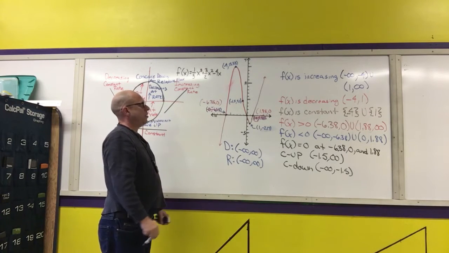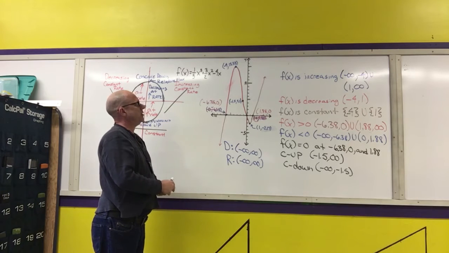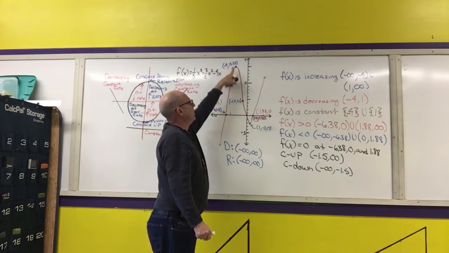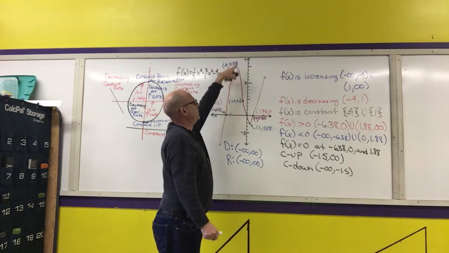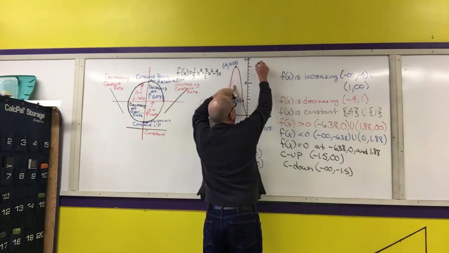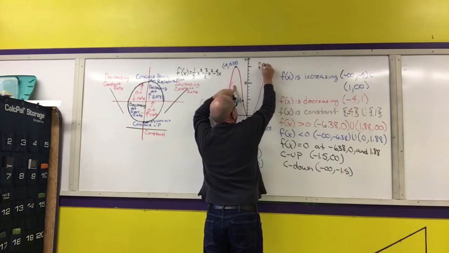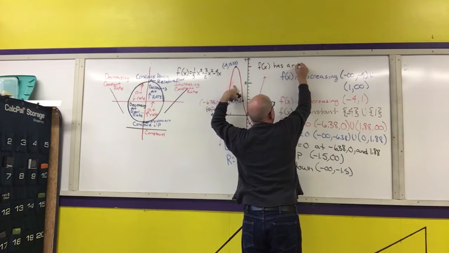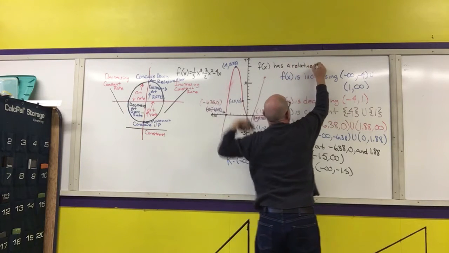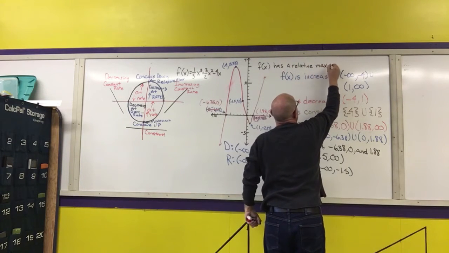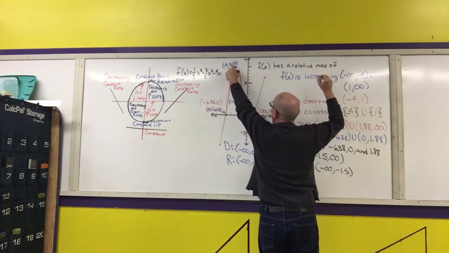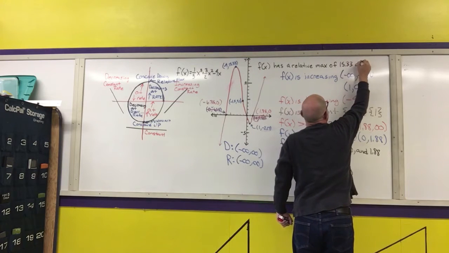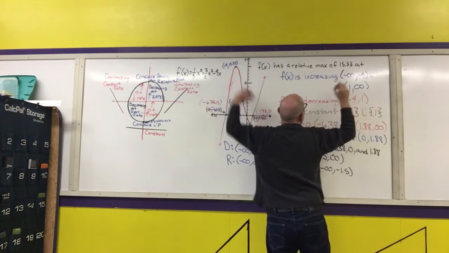If you are asked to identify relative minima and relative maxima, well, there's a relative maximum because it's changing from increasing to decreasing. You can say that f of x has a relative max of, and then give me the value, 15.33, at, and then tell me what x coordinate, negative 4.